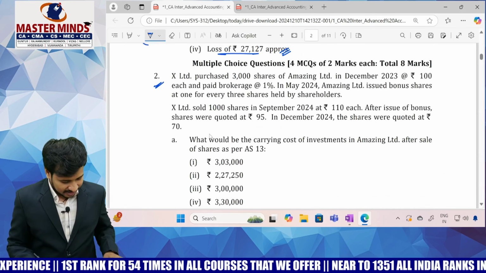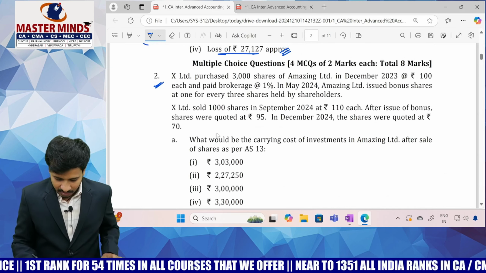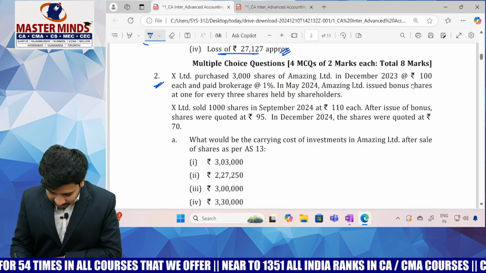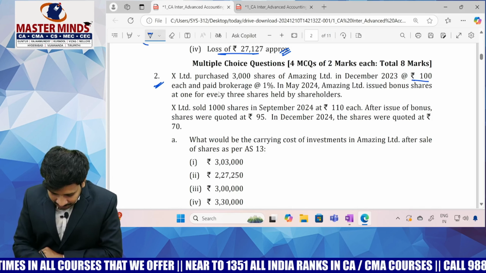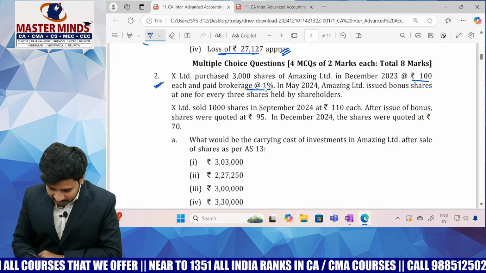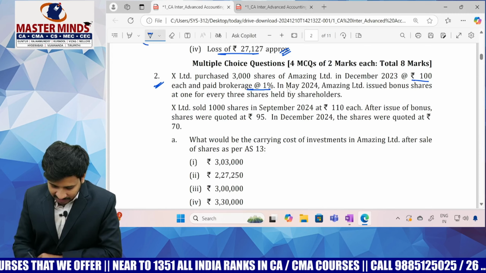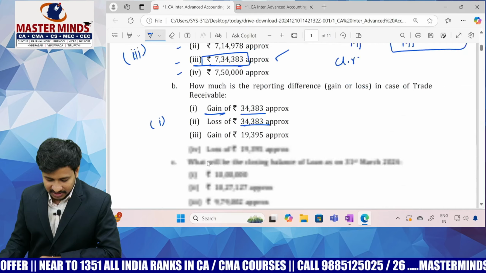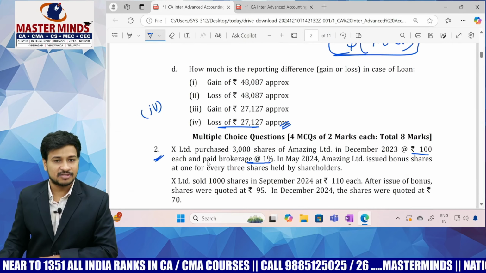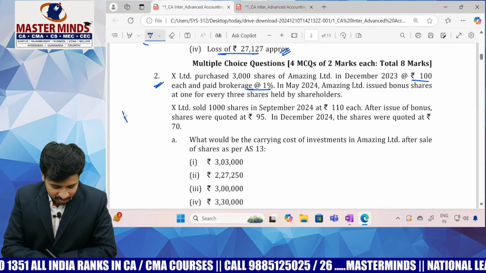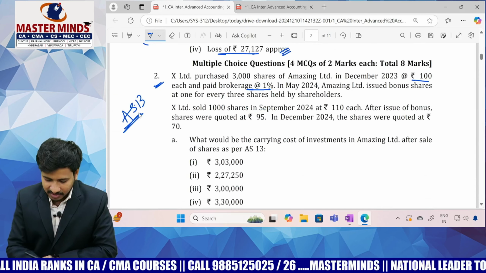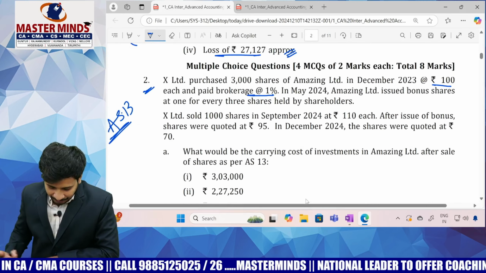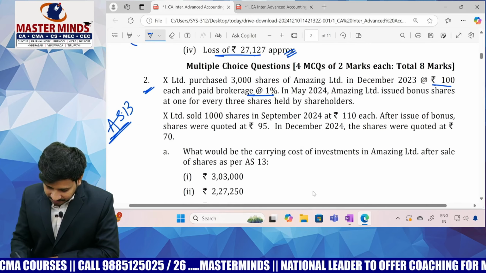And the second case scenario: X Limited purchased 3000 shares of Amazing Limited in December 2023 at rupees 100 each and paid a brokerage of 1%. So something relating to AS 13, investments. The previous case scenario is relating to AS 11, the effect of changes in foreign exchange rates, and this is relating to accounting standard number 13, which is nothing but accounting for investments.